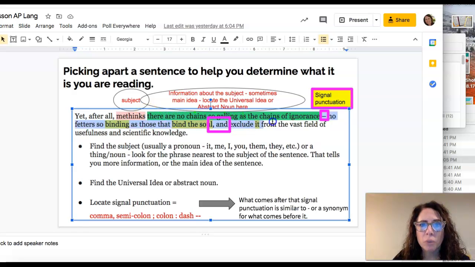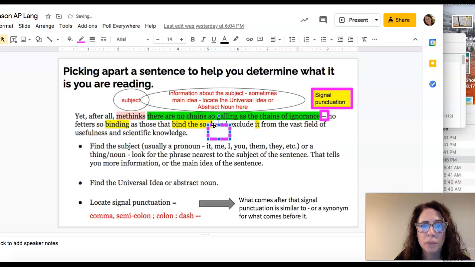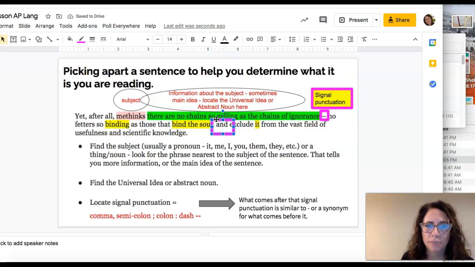So we have to figure out, well, what is this abstract noun or universal idea in this green part of the sentence, in this main idea part of the sentence? I think there are no chains so galling as the chains of ignorance. And that's hard to see because I put that box on there. Now, don't read the rest of the sentence right now. Just stick with the green part, right? Because this is her main idea. So this on its own can be a sentence. There are no chains so galling as the chains of ignorance, right?